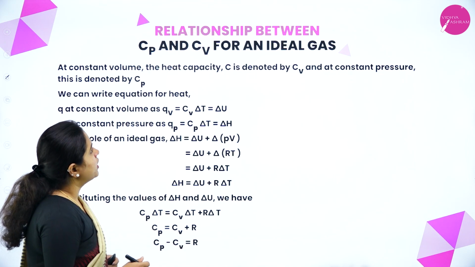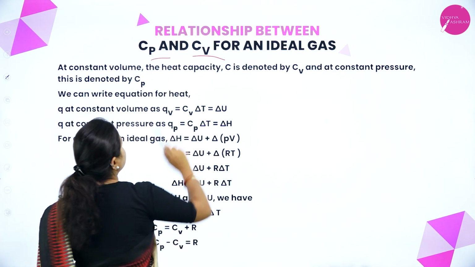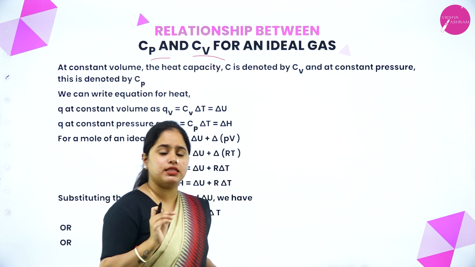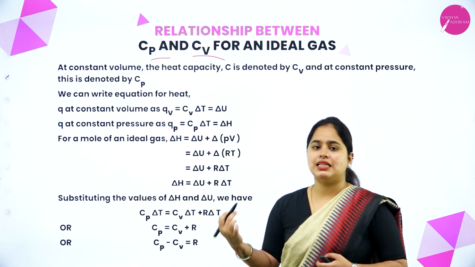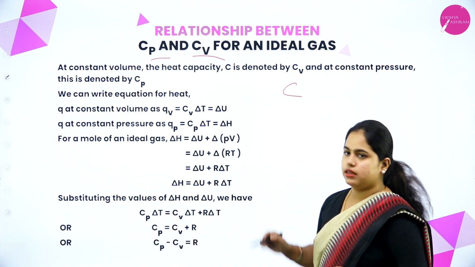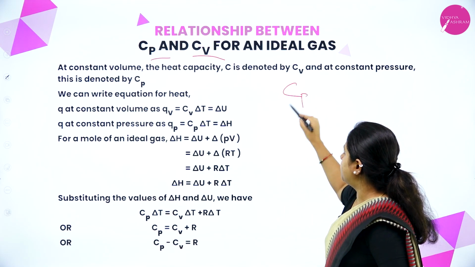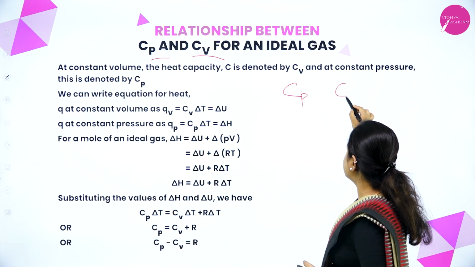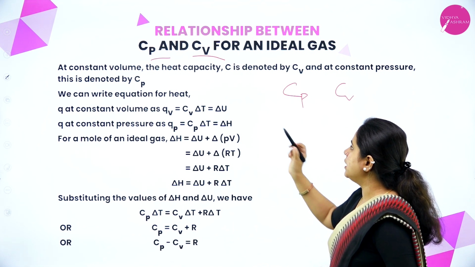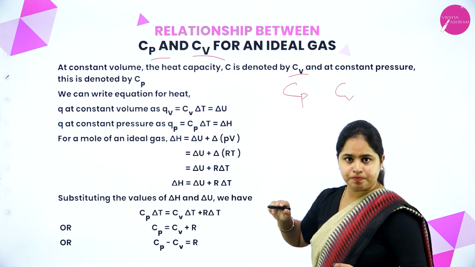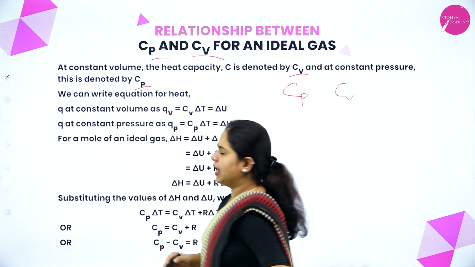Right. Now, we are going to study the relationship between Cp and Cv for an ideal gas. This is a very important relationship. So, what is Cp and Cv? We already know what C is. C is the heat capacity. At constant volume, the heat capacity is denoted as Cv, and at constant pressure, the heat capacity is denoted as Cp.